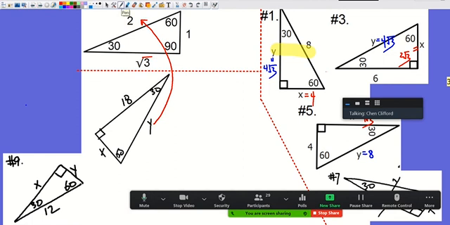Also, now the 18 relates to the root 3, because 18 is across from the 60, just like root 3 is across from the 60. All right, so that's my y links right there. So now I'm going to follow the arrows. y over 2 equals 18 over root 3.